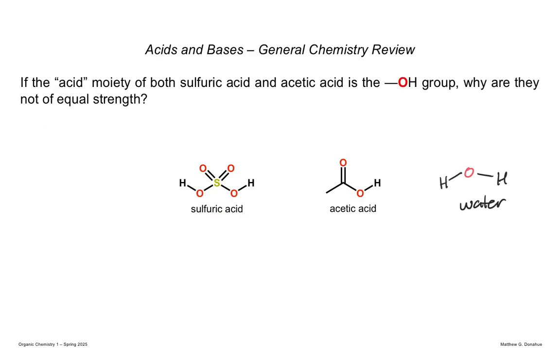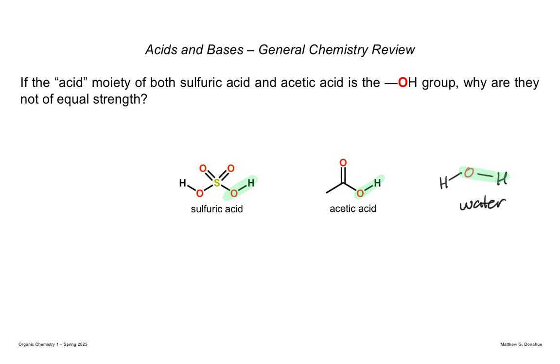What you'll notice on the slide here is I put water up there. I drew that in for reference. The acid moiety, that just means component, of sulfuric acid and acetic acid is the OH group. Let me highlight that in green, and then I'm going to highlight it in water. The OH group, that H is the acidic proton.